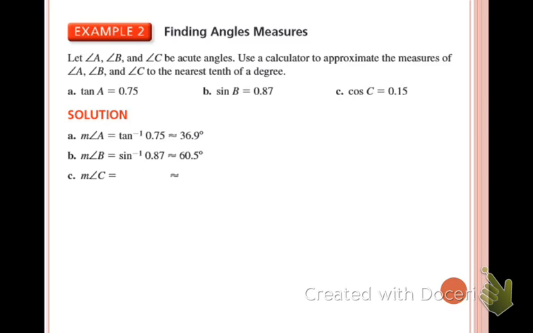All right, and the last, cosine of C equals 0.15. So what do we type in? Yeah, cosine to the -1. So you're going to do shift cosine of 0.15. And we get 81.4.